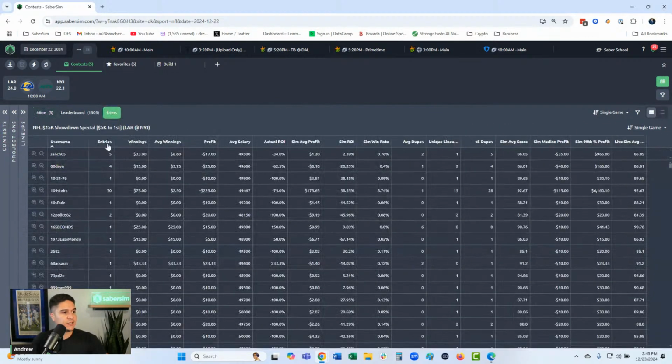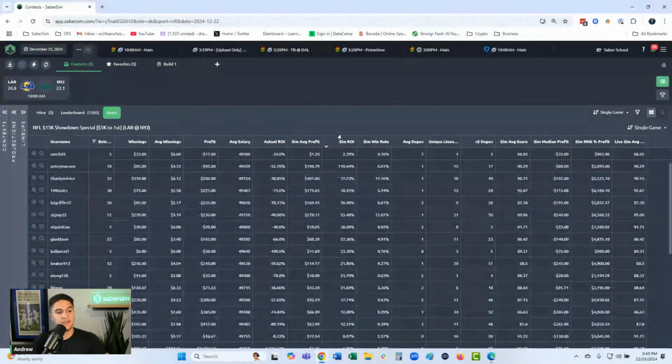Rams, Jets, greater than or equal to 5, sim ROI. Okay, so this one's interesting. 2% sim ROI. So this one's down, way down from some of the others. And what did I do wrong here? 2 average dupes, 1 unique, 5 under 5. So they're all under 5.